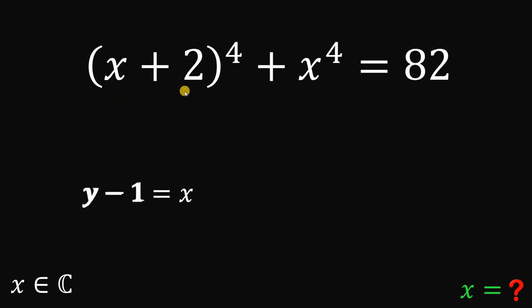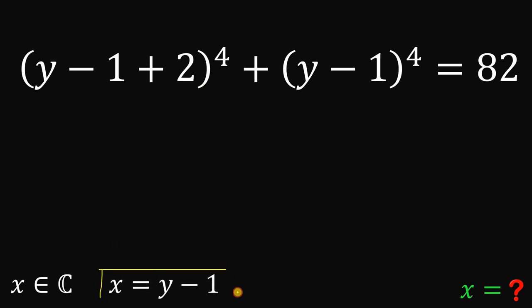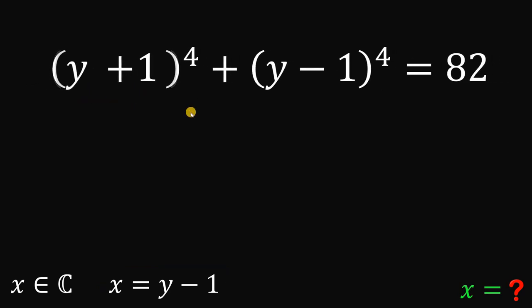If we do that, we get (y - 1 + 2)^4 + (y - 1)^4 = 82. Now, negative 1 plus 2, we know this is just positive 1. By the way, take note that x = y - 1. And negative 1 plus 2 will give us positive 1.